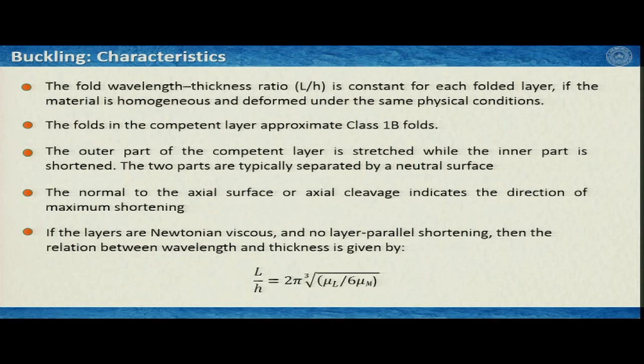Now you can also quantify in a way the wavelength versus thickness ratio by an equation, and this is the simplest form of this equation, considering the layer is Newtonian viscous and there is no initial layer parallel shortening. The relation between wavelength and the layer thickness is given by this equation, where L is the wavelength, H is the thickness of the layer, mu L is the viscosity of the layer, and mu M is the viscosity of the matrix. We will see this in the next slide.